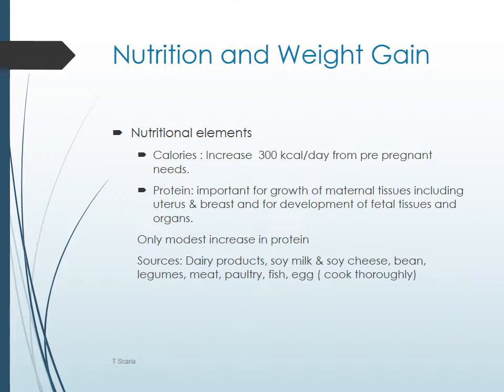Nutrition and weight gain. The calorie requirement increases by 300 kilocalories per day from pre-pregnant needs. Protein is important for growth of maternal tissues, including uterus and breast, and for development of fetal tissues and organs. And protein increase is only a modest increase. The sources are dairy products, soy milk, soy cheese, beans, legumes, meat, poultry, fish, and egg. And remember, they need to be cooked thoroughly.